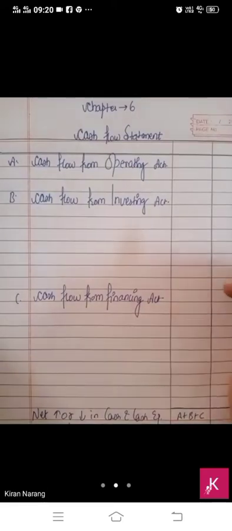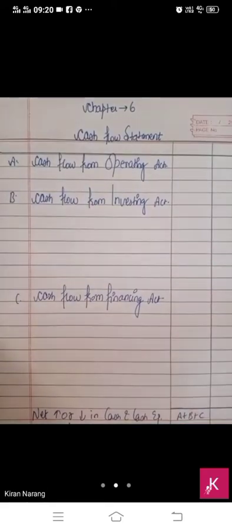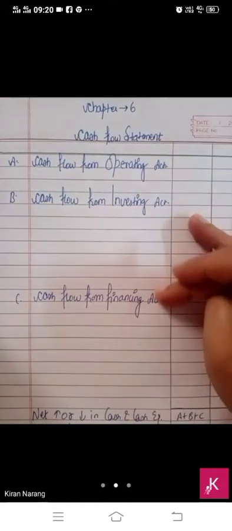So good morning everyone. We are going to start chapter number 6 of part B today, and that is cash flow statement. Cash flow statement in which we record inflow and outflow of cash from different activities. All activities are divided into three heads.